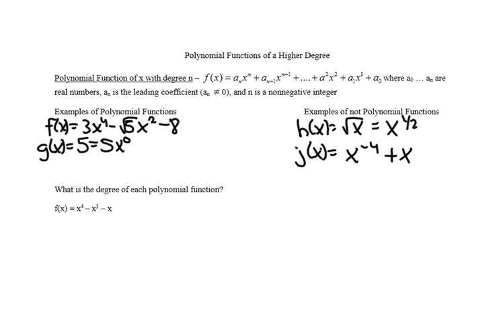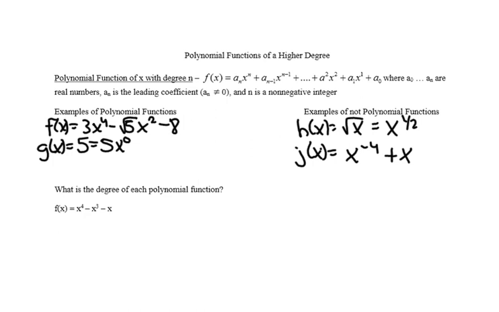So I've written examples of polynomial functions and examples of not polynomial functions. Notice the examples of not polynomial functions. It is the exponential powers that are not non-negative integers, such as 1/2 for the first one and -4 for the second one. Okay, now I want to talk about the degree of each polynomial function.